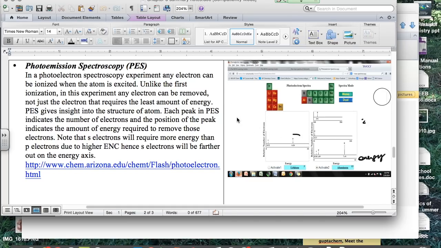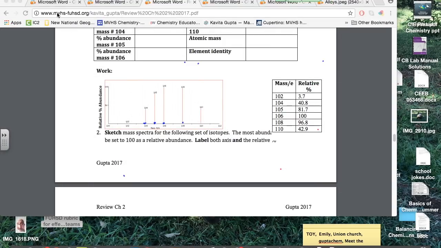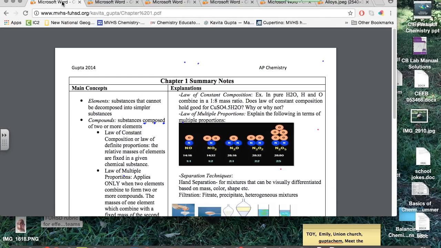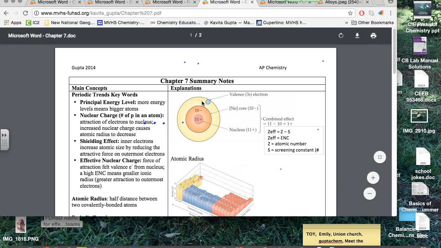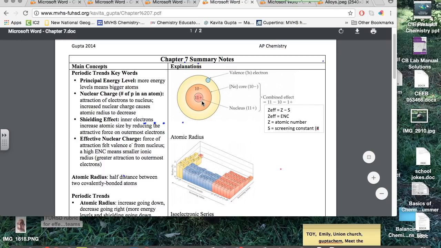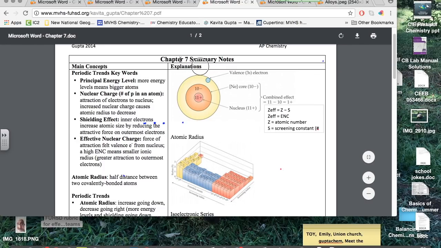From here, we're going to go to periodic trends. Right here, Chapter 7, periodic trends, and you can go over each of these guys.